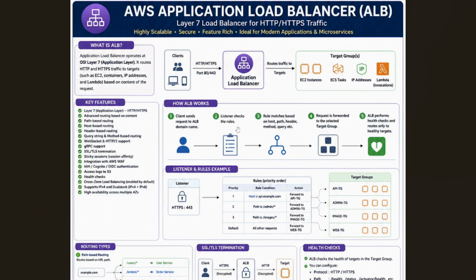A load balancer can have multiple listeners, and it will hit one of the listeners. Inside those listeners, there will be different types of rules. The rules could be host-based routing, path-based routing, header-based routing, method-based routing, or query string-based routing. So there are a lot of options which ALB provides.